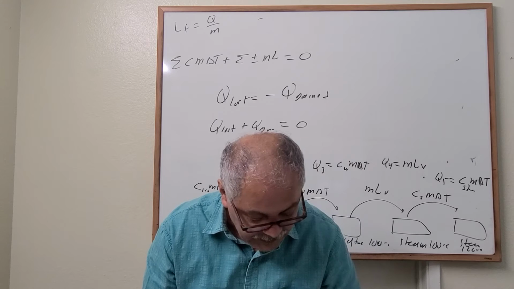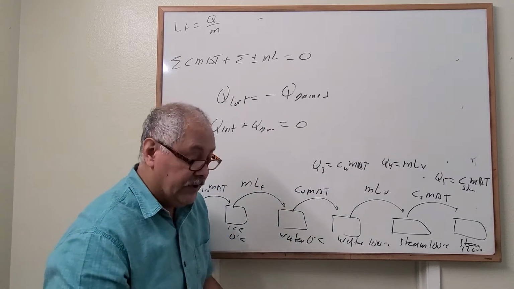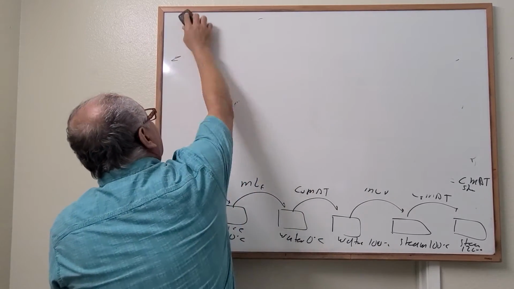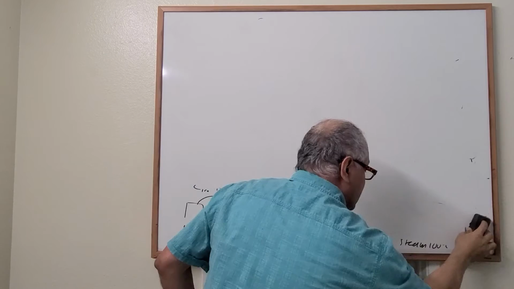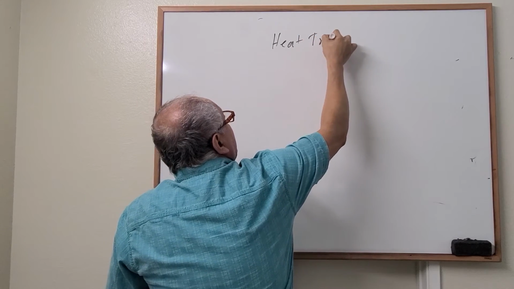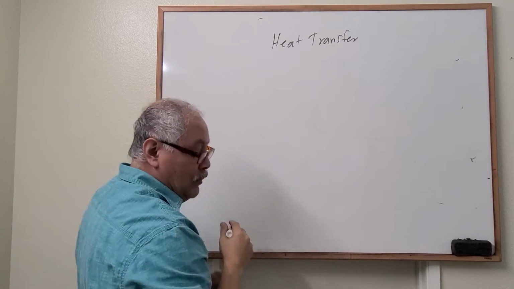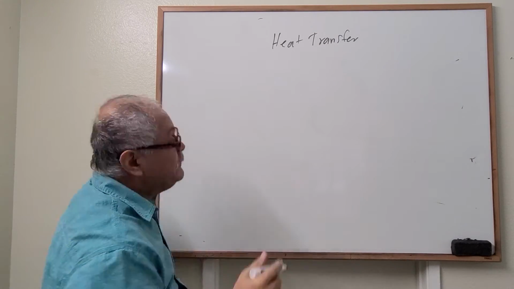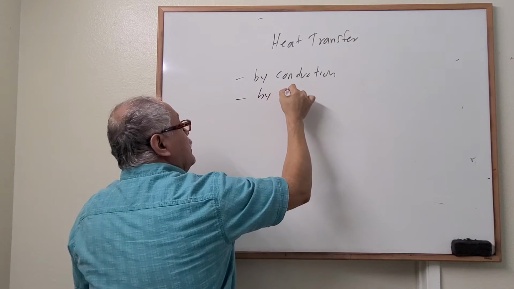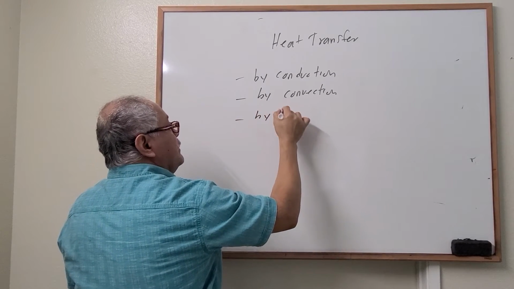The next section is gonna be the heat transfer. Let's go to heat transfer. Okay, heat transfer. We have in general three ways of heat transfer. We have three ways, mainly three ways. We have by conduction, by convection, right, and by radiation.